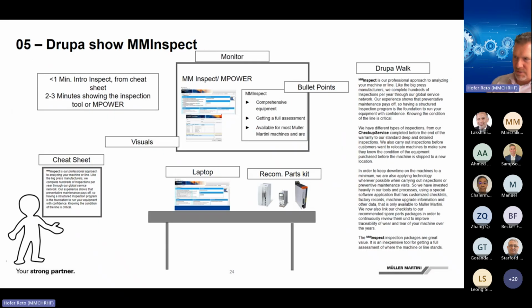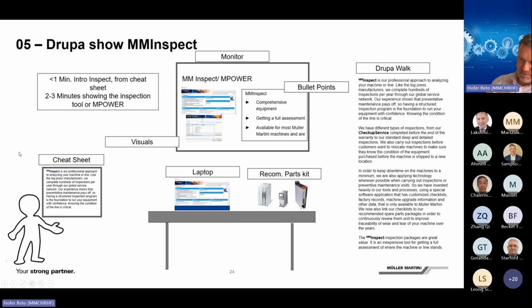So what we're going to show at Drupa with regards to MMInspect: again, we're going to have a monitor there. We're going to show the inspection tool. On the laptop, we can show customers the various aspects of Inspect, the preventive maintenance, and the startup. We can show Empower. We can show where the reports are and how this is stored. And we're definitely going to have at least one parts or consumables kit, or parts of that kit, on the stand, just to show customers what we're actually talking about when we talk about the recommended parts or consumables kit.